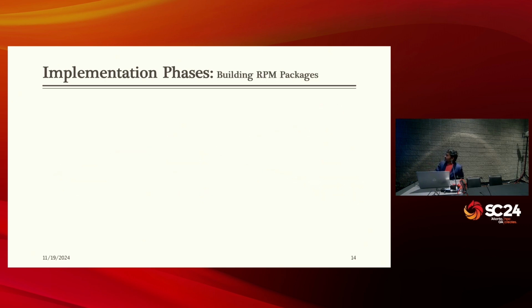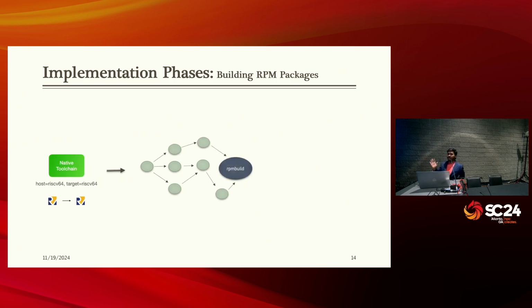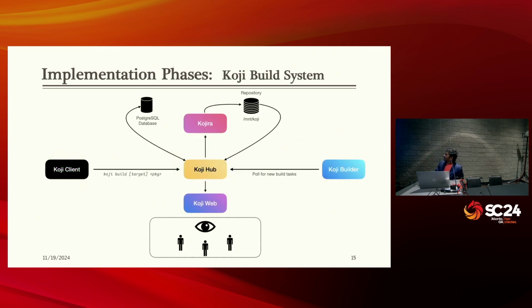Next, in this phase, using the RISC-V native toolchain, we are rebuilding all other packages until we get rpmbuild inside the image. And then, by using this rpmbuild, we are rebuilding RPM packages natively in the target image itself. And this is the final stage where we set up a Koji infrastructure, and we begin building packages for the RV64G variant, and we are maintaining a local repository for storing these binary packages.